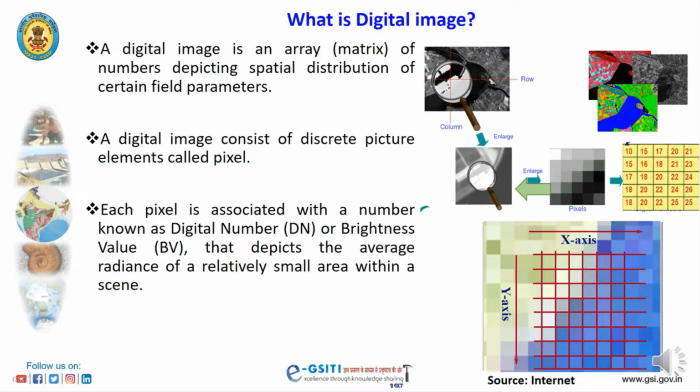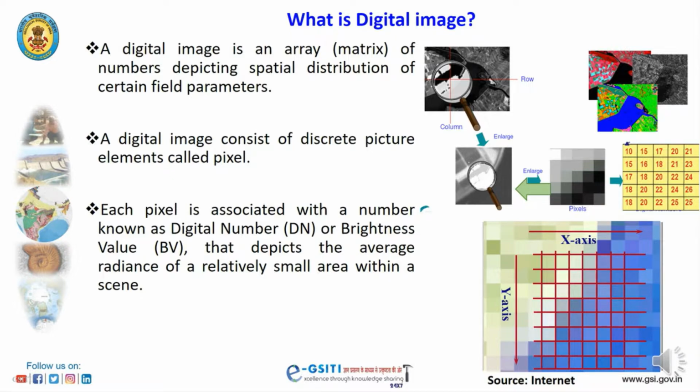What is a digital image? A digital image is an array or matrix of numbers depicting the spatial distribution of certain field parameters such as electromagnetic radiation, emission, temperature or some geophysical or topographical elevation. In other words, a digital image consists of discrete picture elements called pixels, and each pixel is associated with a number known as digital number, or sometimes called brightness value, that depicts the average radiance of a relatively small area within a scene.